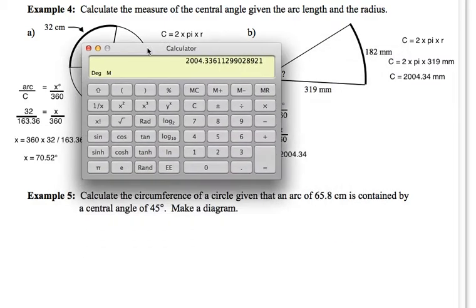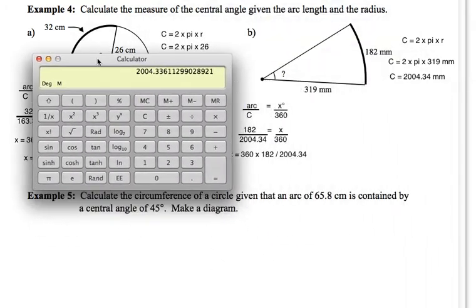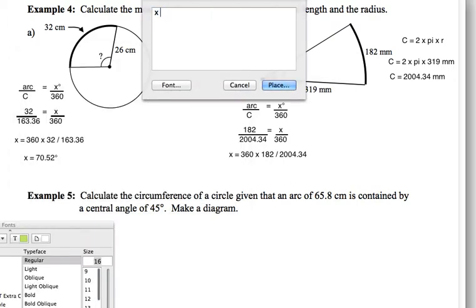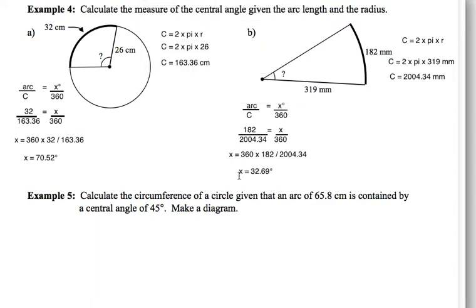Okay, so I've got 360 times 182 divided by 2004.34. And that gives me 32.69 degrees. X equals 32.69 degrees. So I was a little off. I think I said 30 degrees. But even if I'm a little off, I see that I'm pretty close.